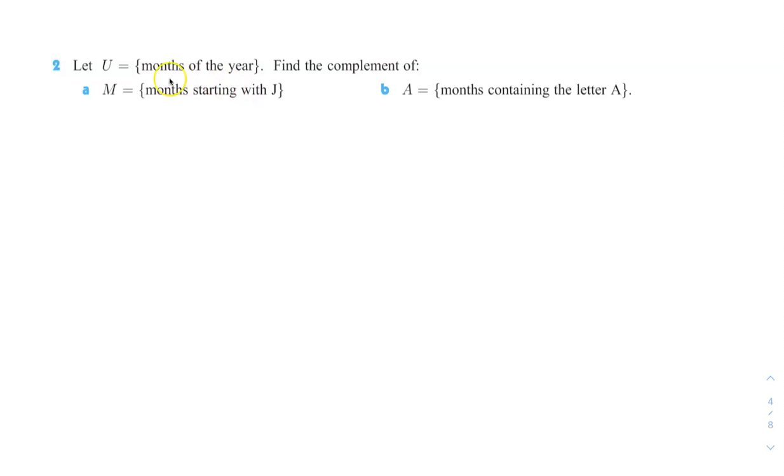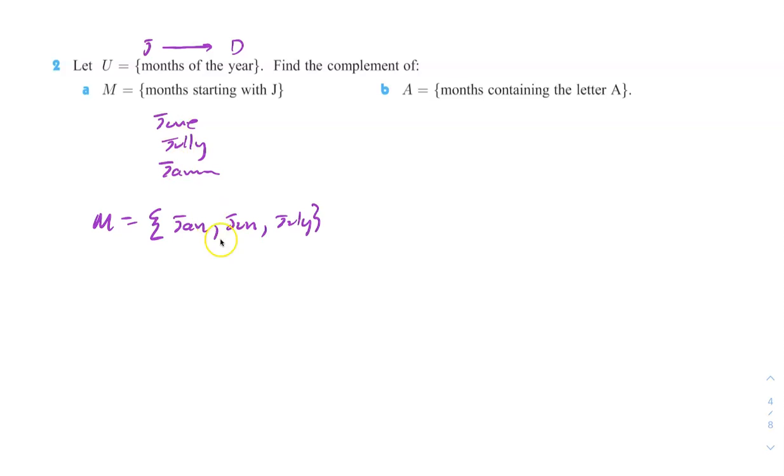Let's do a quick example. Let U be the months of the year, so that's January all the way to December. Find the complement of months starting with a J. So what is that? There's June and July and January. So M is just the 3 months that start with a J: January, June, and July.